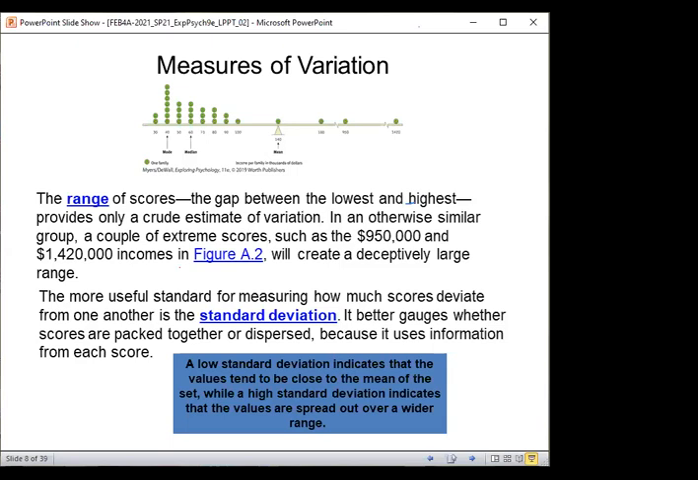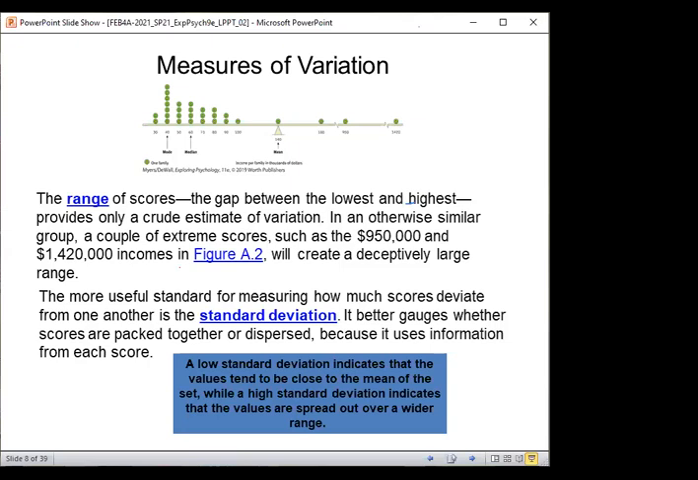The more useful standard for measuring how much scores deviate from one another is what they refer to as the standard deviation. It better gauges whether scores are packed together or dispersed. So let's say we have a test in a fictitious class, and everybody did relatively well. In fact, most scores only differed by five or 8 points, something like that.